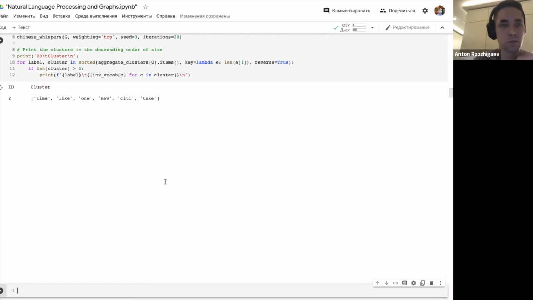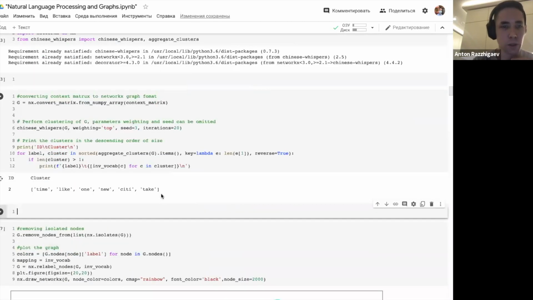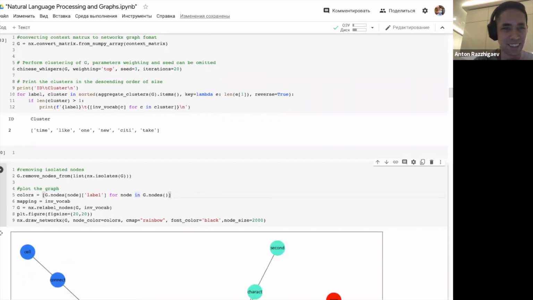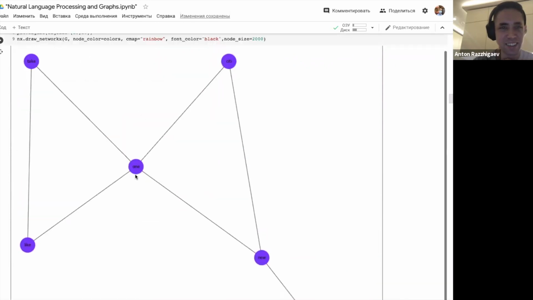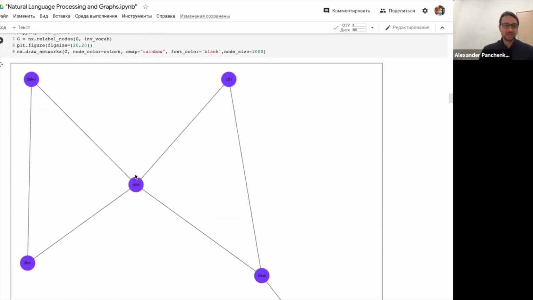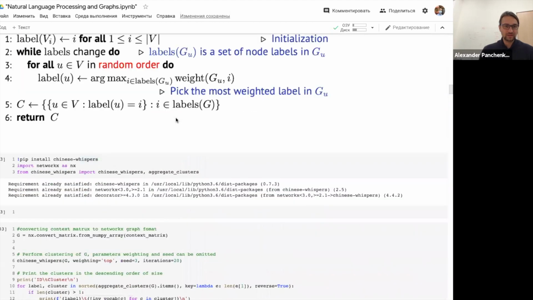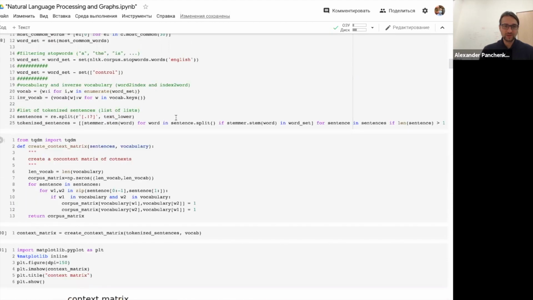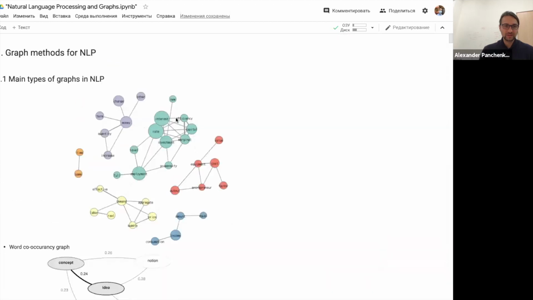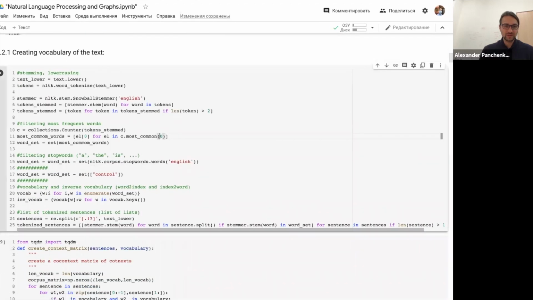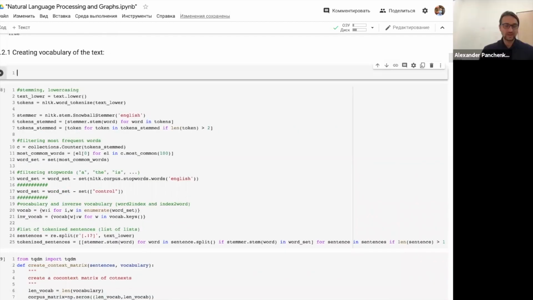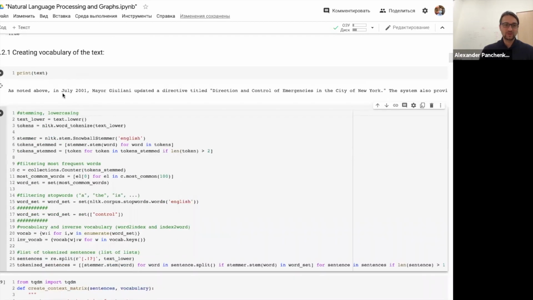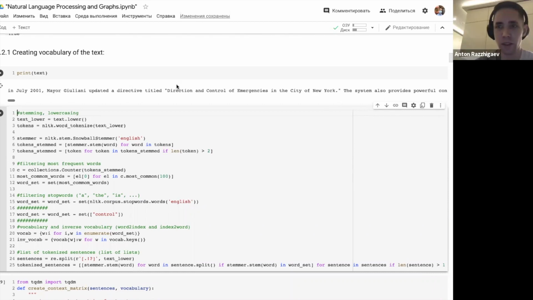Applying the algorithm, and it has only one cluster. But how many sentences do you have? Maybe it's just fast. I'm sure it is the right data. Do you want to see the text? Yeah. You mean this text about control, right? Yes, this text is about control.